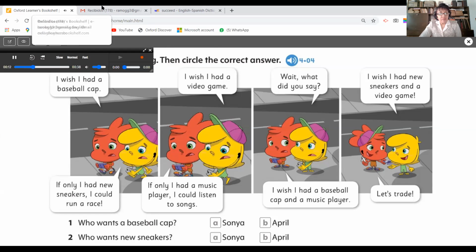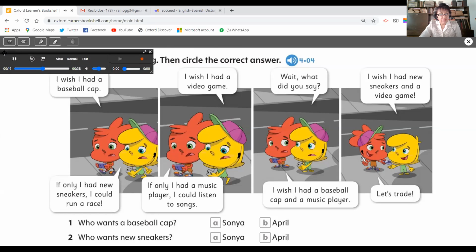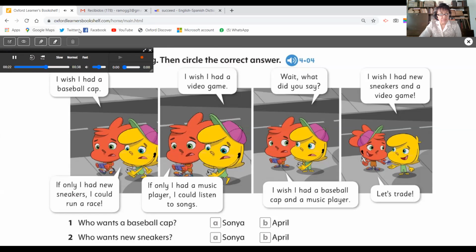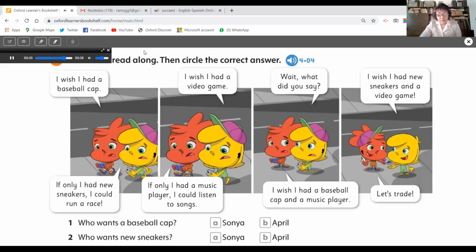I wish I had a baseball cap. If only I had new sneakers, I could run a race. I wish I had a video game. If only I had a music player, I could listen to songs. Wait, what did you say? I wish I had a baseball cap and a music player. I wish I had new sneakers and a video game.